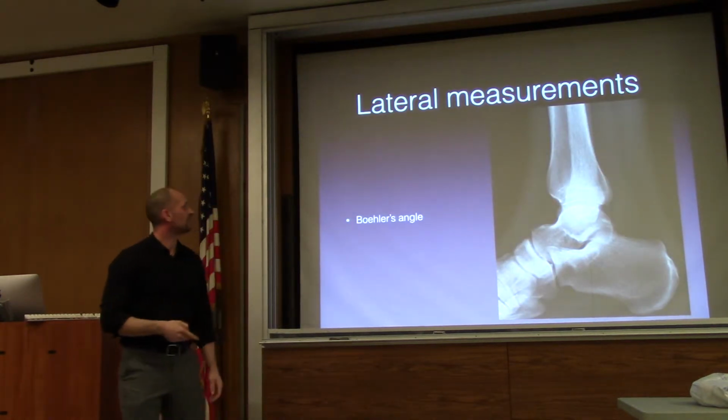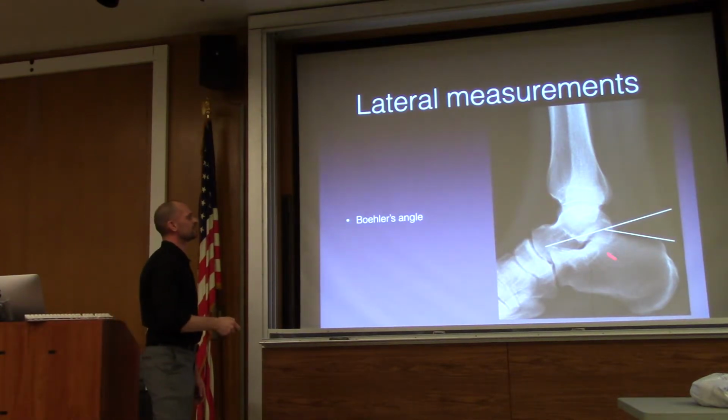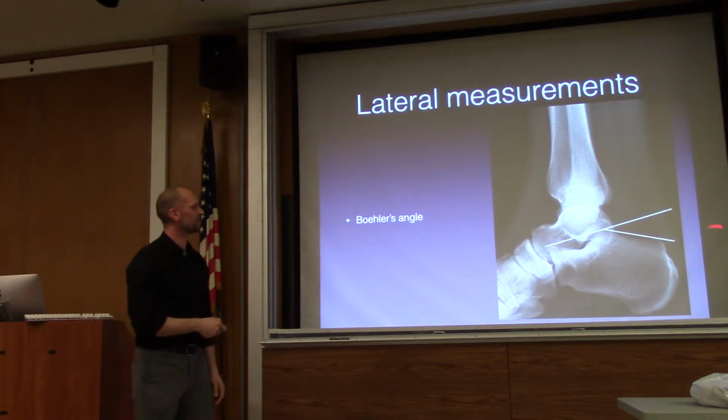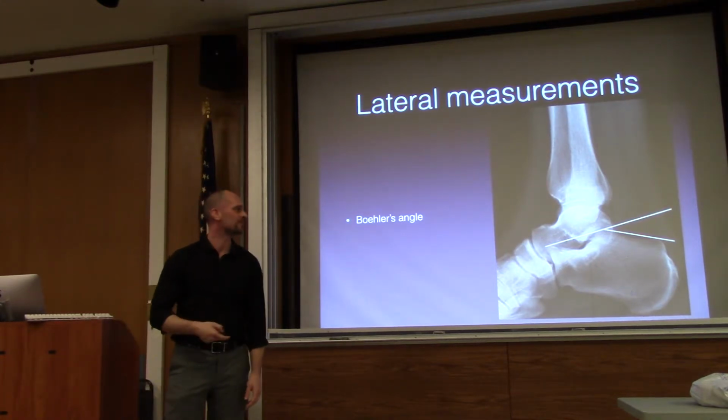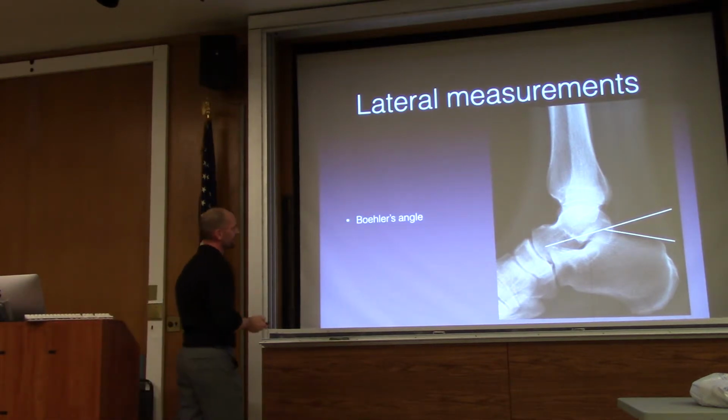I know some of you guys get all excited about Bowler's angle, just in case you want it. It's the calcaneal tuberosity, the superior articular facet, and then the anterior process of the calcaneus. It should be between 20 and 40 degrees. That's on calcaneal fractures, for another time.